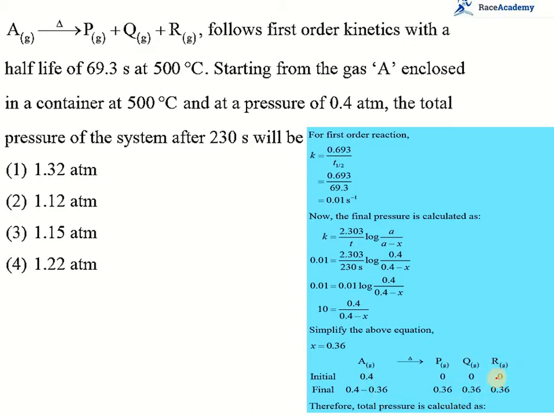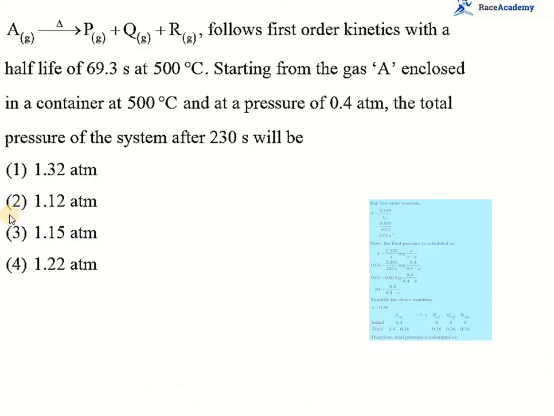The total pressure can now be easily calculated by adding these values. That means 0.4 minus 0.36, plus 3 times this 0.36, totally we got 1.12 atmospheres. So 1.12 atmospheres means the second option is the right option for this question.